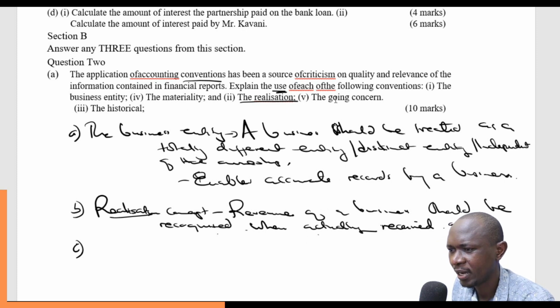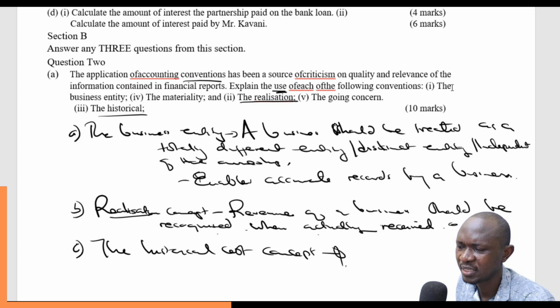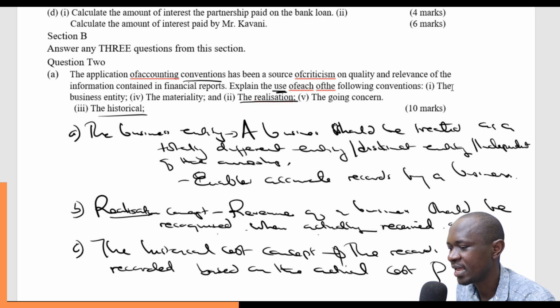Then we have number three. Number three is the historical cost concept or convention as used here. So historical cost concept, this one simply says that the records are recorded based on the actual cost paid or incurred. The records are recorded based on the actual cost paid or incurred.